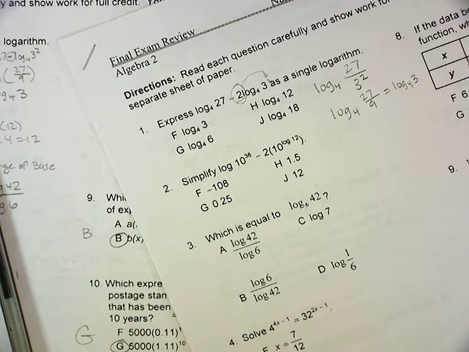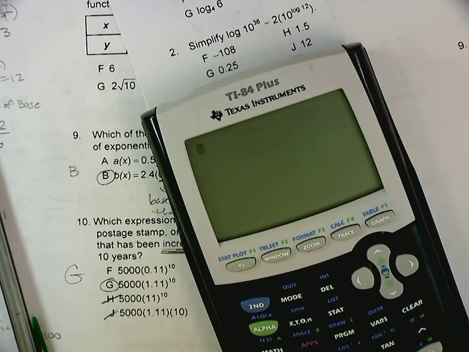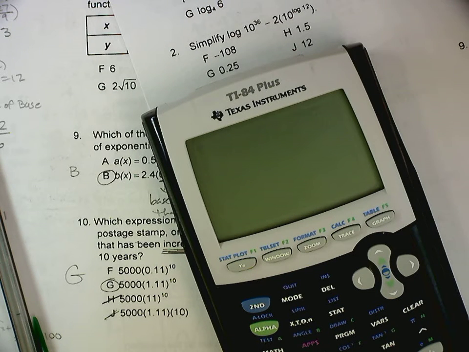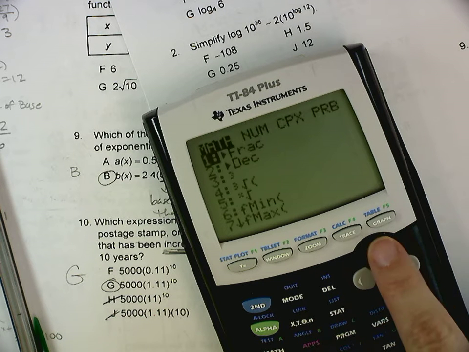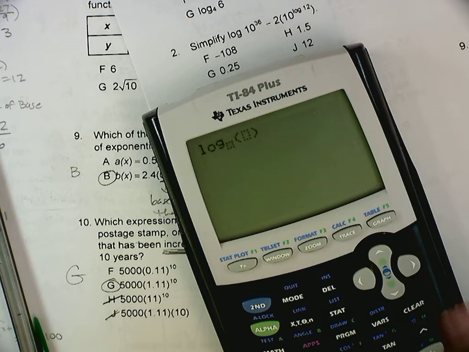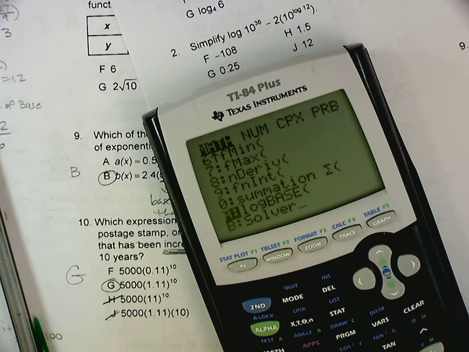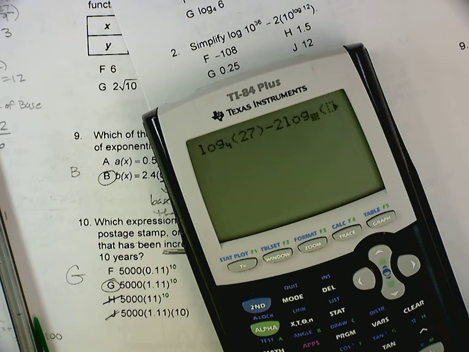Now, if I wanted to check that, if you have the TI-84 where you could actually put the base in, then you'd be able to find that. So if you do the log base 4 of 27. How do you get the log base? You go to math, and then you arrow up because it's towards the bottom, and it says log base right on it. So math, and then if you arrow up to log base 4, 3.